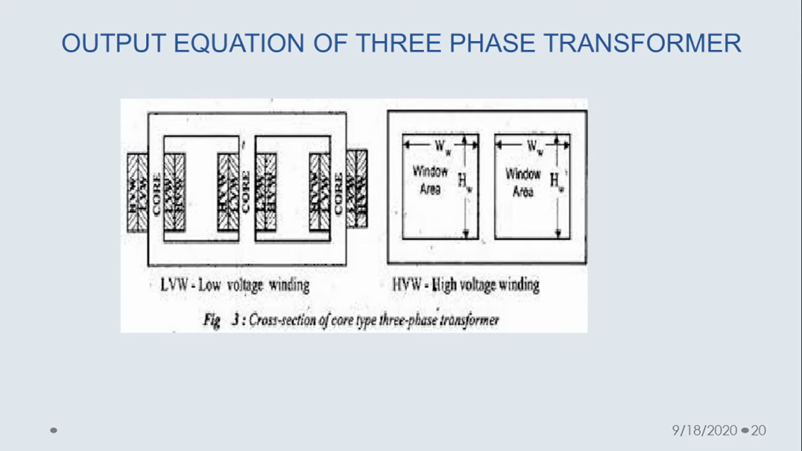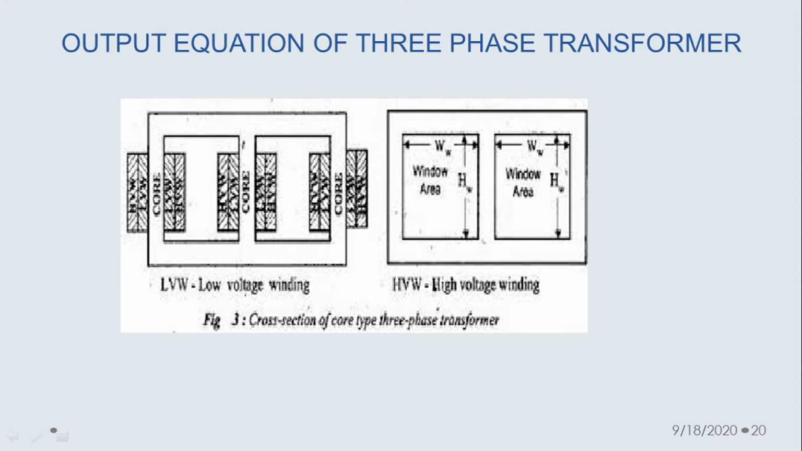If you see the figure here, the cross section of the core of a three phase transformer, there are three limbs. This is one limb, this is the second limb and this is the third limb. There are three limbs and two windows. This is window number 1 and this is window number 2. So there are two windows and three limbs or legs: first, second and third.